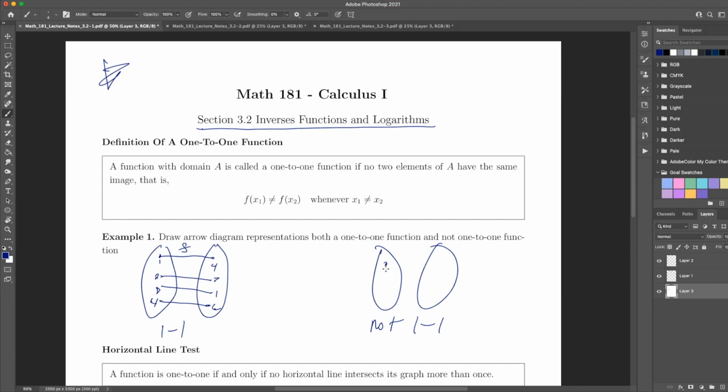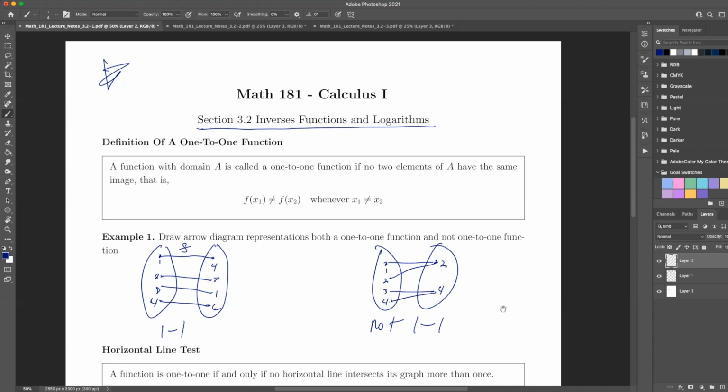But here, let's pretend I have a function that sends 1 to 2, 2 to 2, and 3 to 3, and then 4. Let me send these both to 4, that way I can clearly define the function. And we'll send 4 to 4. And so with this function, I'm sending 1 to 2 and 2 to 2. And so that means this is not 1 to 1 because different inputs give the same output.